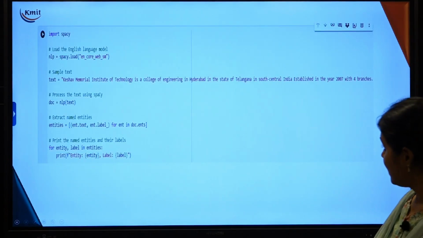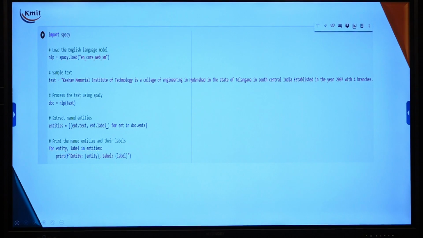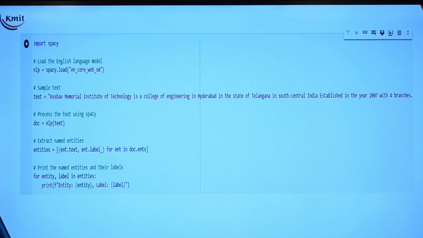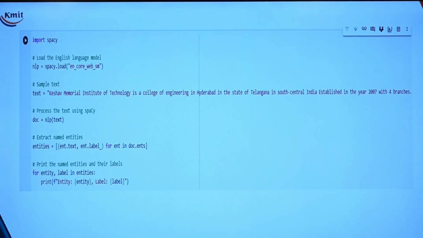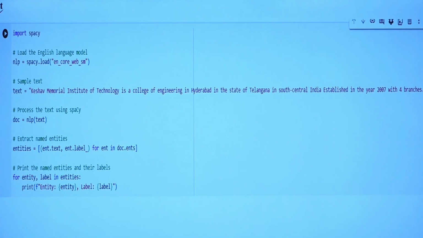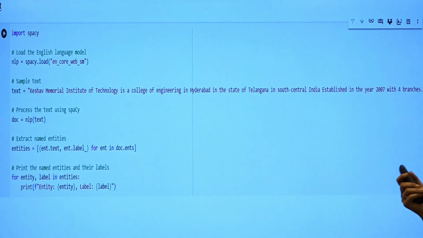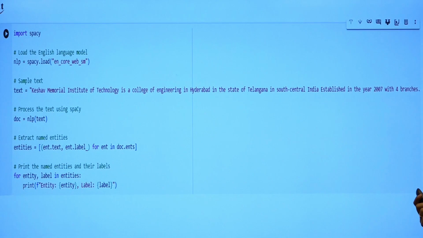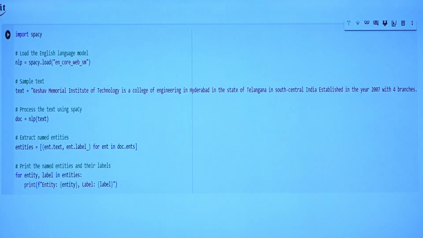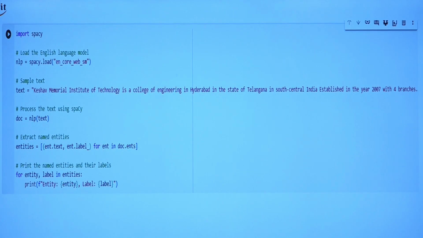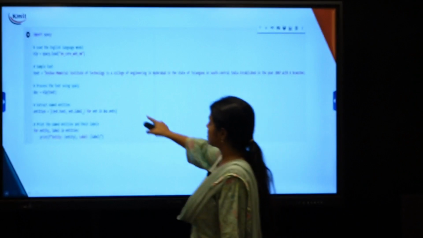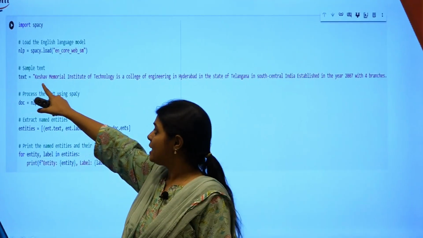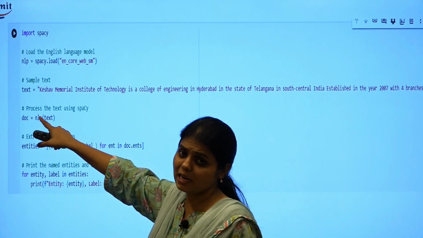Now let us see how we implement NER using the spaCy library. First we import the spaCy library, and then I use the language model en_core_web_sm, and I take a sample text. The text is: Keshav Memorial Institute of Technology is a college of engineering in Hyderabad in the state of Telangana in South Central India, established in the year 2007 with 4 branches. This text is in the variable text, and I process it using the function nlp of text.